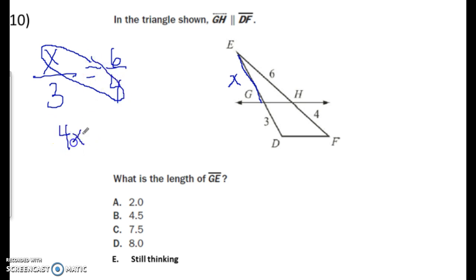So 4 times x is 4x. 6 times 3 is 18. Divide each side by 4.